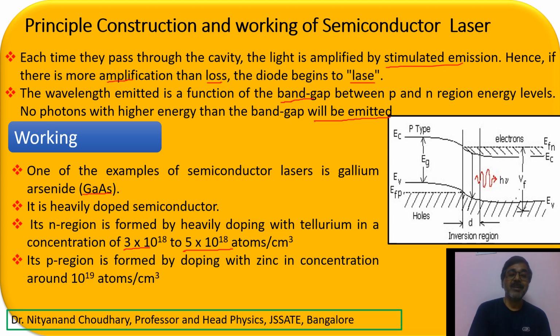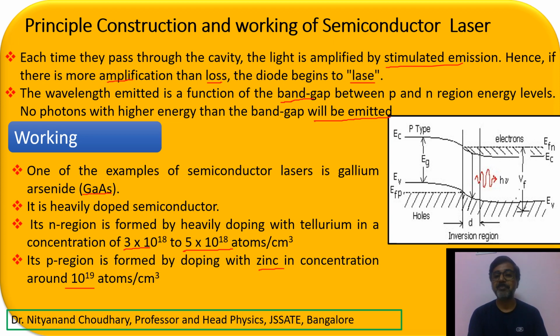So you can imagine you have doped as many impurities as there were intrinsic atoms. So the number of impurities is almost equal to the number of your intrinsic atoms. So naturally then what will happen? The Fermi energy will not remain in between. Fermi energy is going to move. Similarly, the P region is formed by doping with zinc at a concentration of around 10 to the power 19 atoms per centimeter cube. So both the P region and N region have been heavily doped.